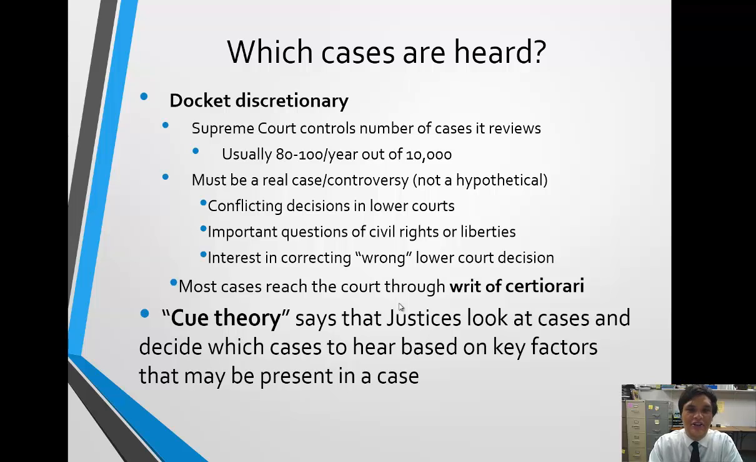What decides whether that case is heard? Well, first off, it must be a real case, and there must be a controversy behind it, not a hypothetical question, an actual controversy that could have a significant federal question involved.